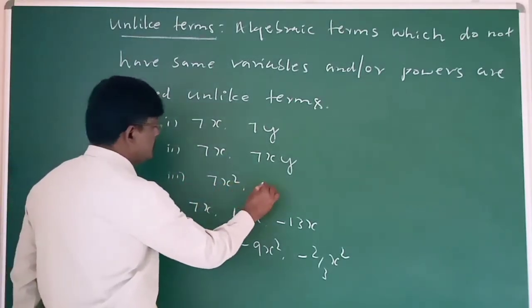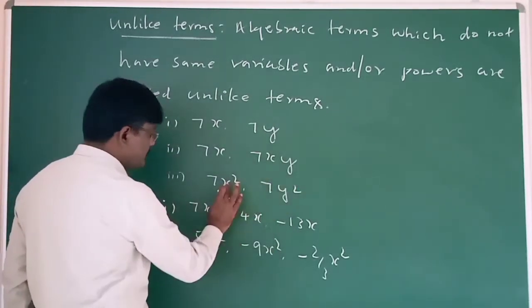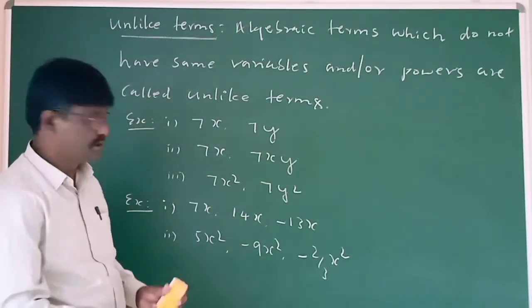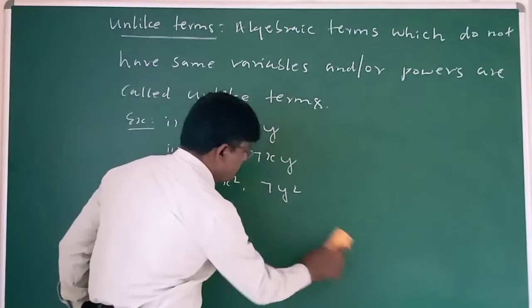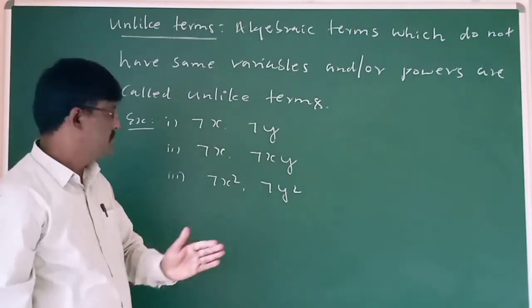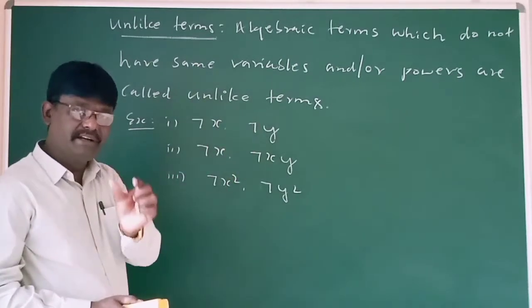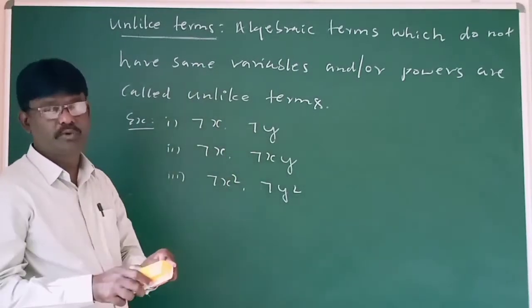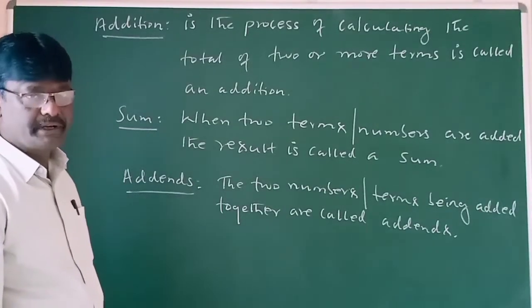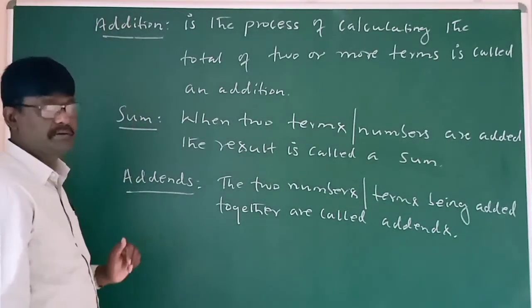Let us take one more example: 7x square, 7y square. Powers are the same, 2. But what about the variable? They differ. Such also we say what? Unlike terms. So before we could take the two simple basic operations, addition and subtraction, we must have the complete idea about like and unlike terms, because addition and subtraction completely depend on these two basic terms.